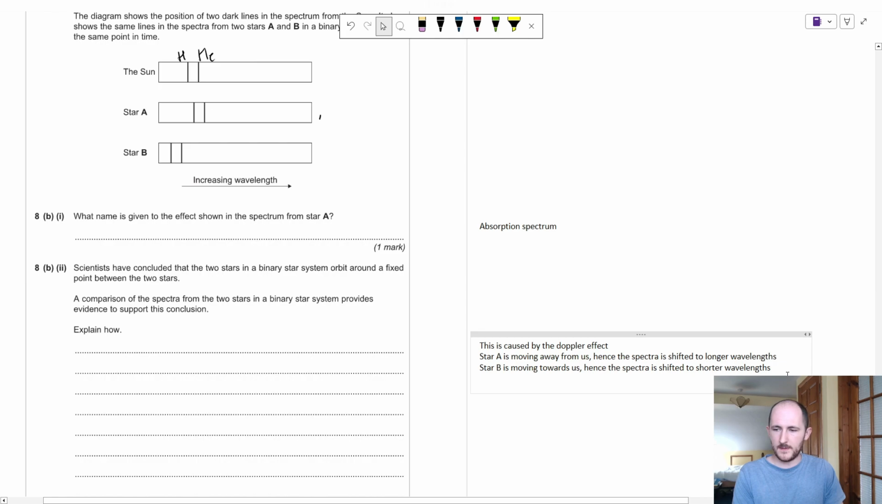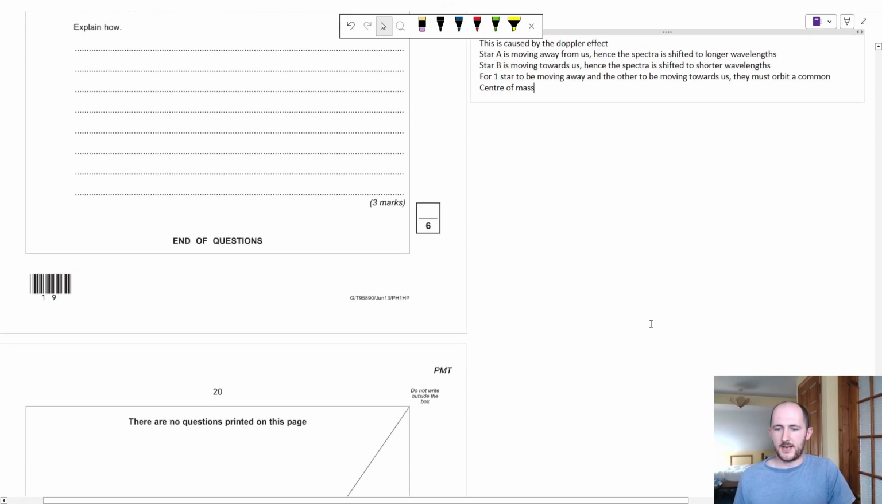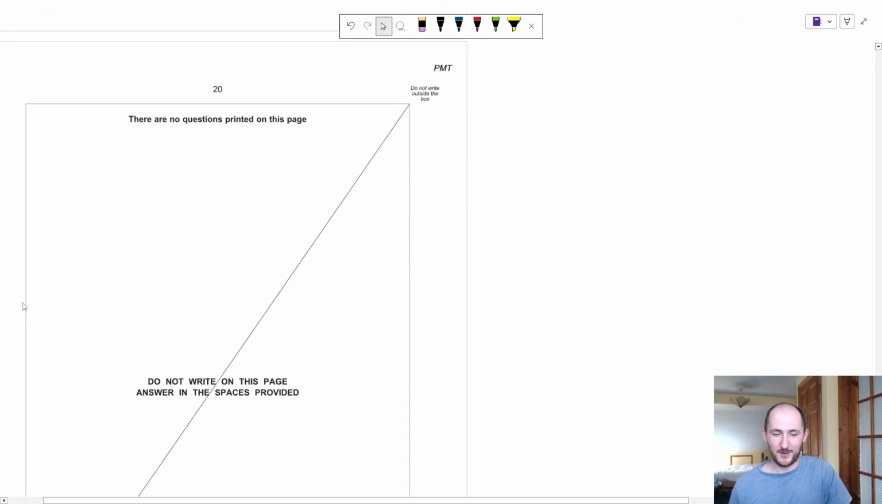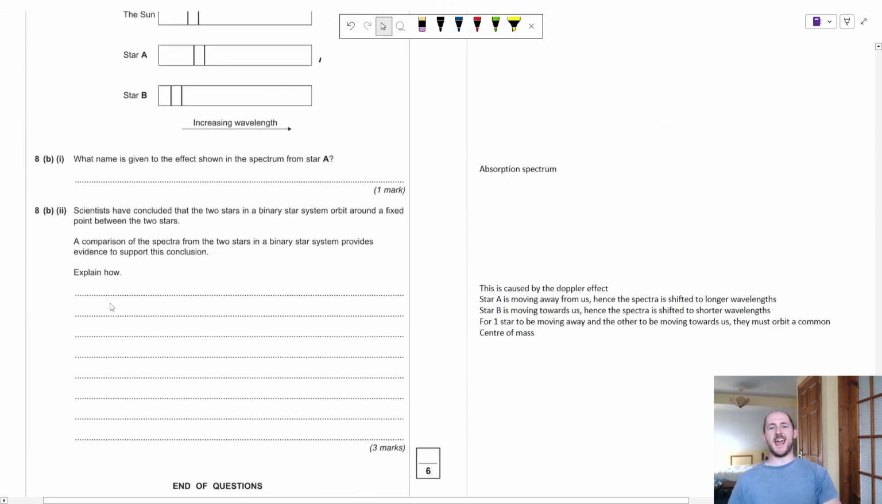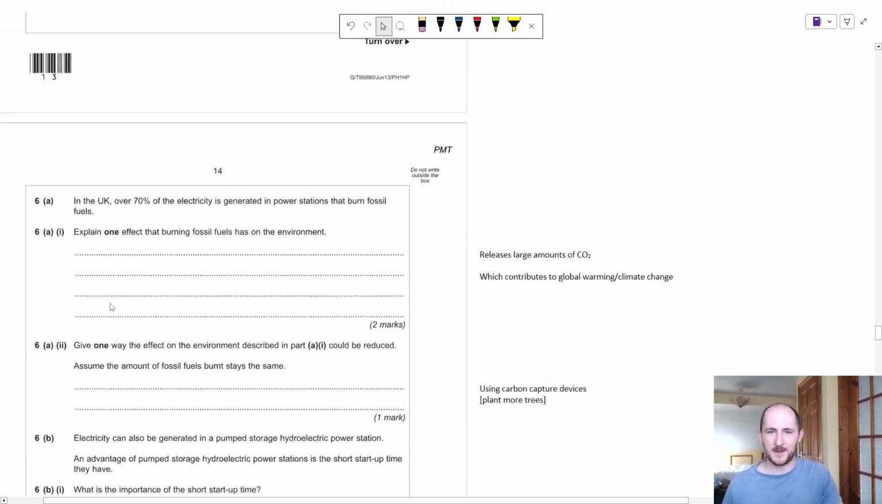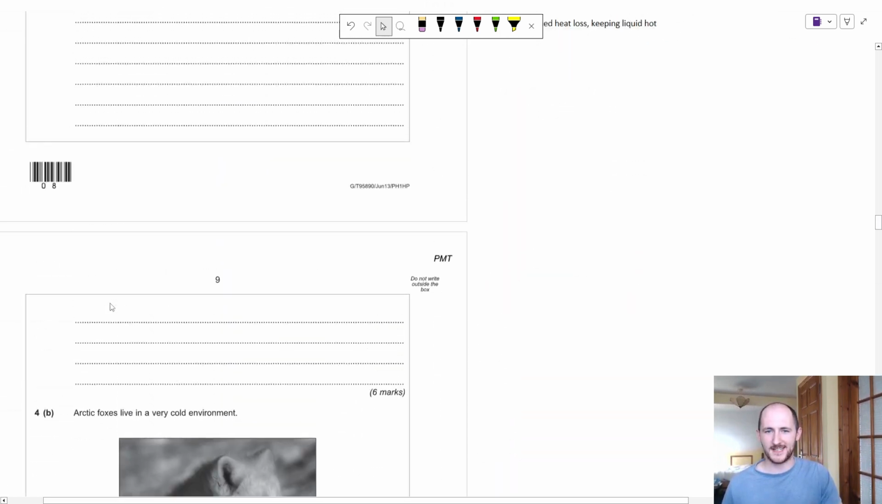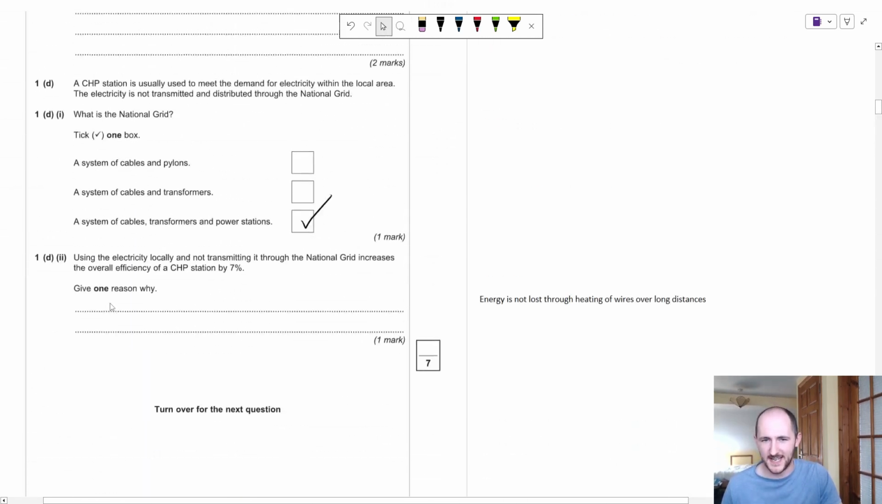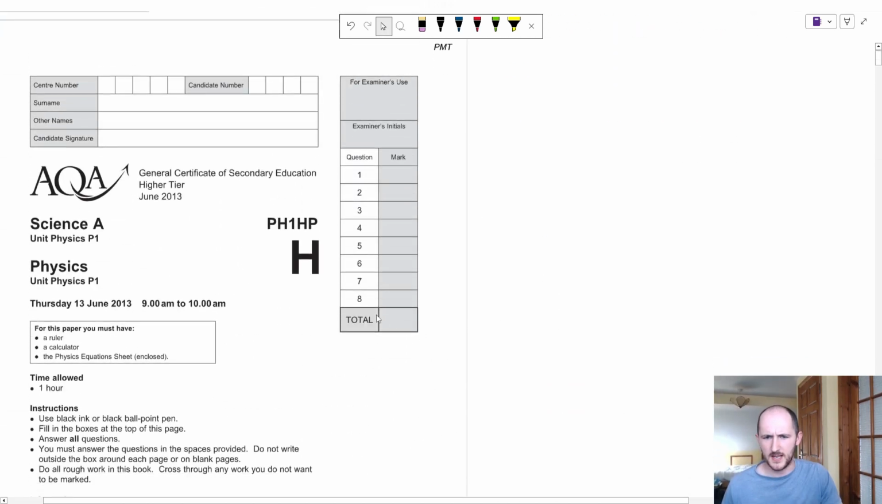So for one star to be moving away and the other to be moving towards us, they must orbit a common center of mass. Okay. If that's wrong, I'm going to cry. Alright, is that the end? That is the end. Okay, let me get the mark scheme up and I'll split the screen in two and then we will mark and see how many marks I got. What is it out of? Damn, that's a long question.